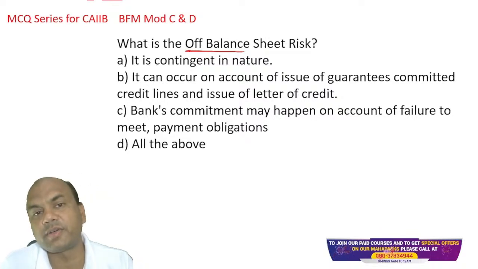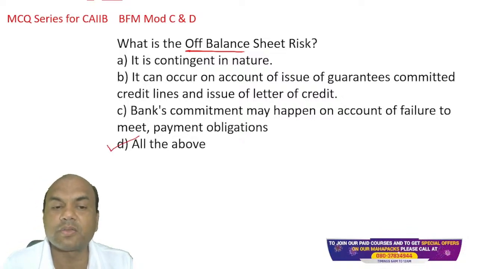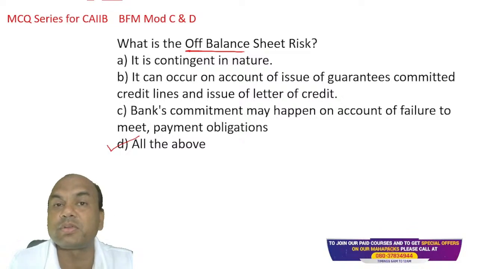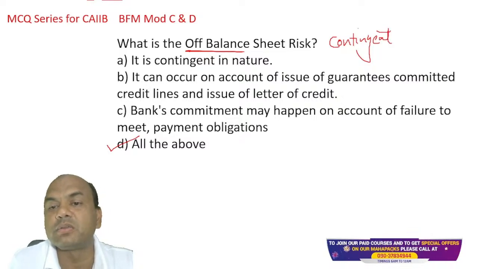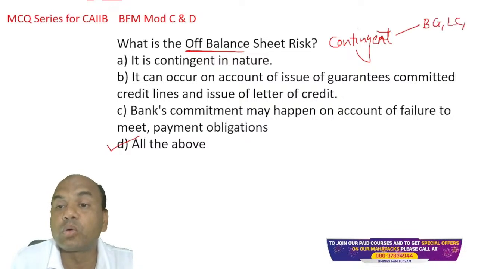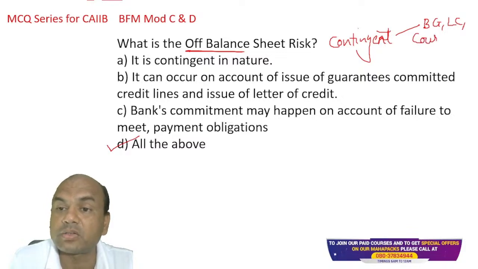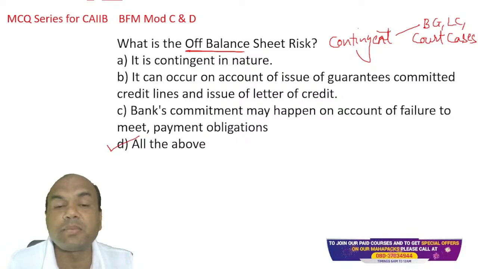The answer is D, all of these. Okay, all of the above. Remember, off balance sheet means what? Which is not shown in the balance sheet. What is not shown in the balance sheet? Contingent liabilities are not shown in the balance sheet. Now, what do contingent liabilities include? Contingent liabilities include bank guarantee, BG, LC, court cases. Court cases are also contingent liabilities. So these are the three main contingent liabilities.